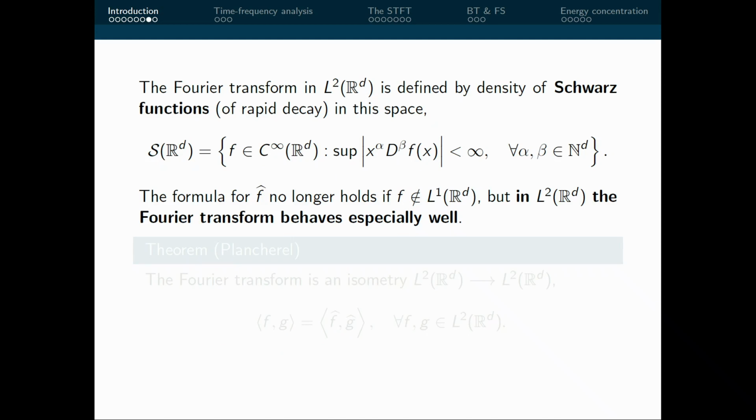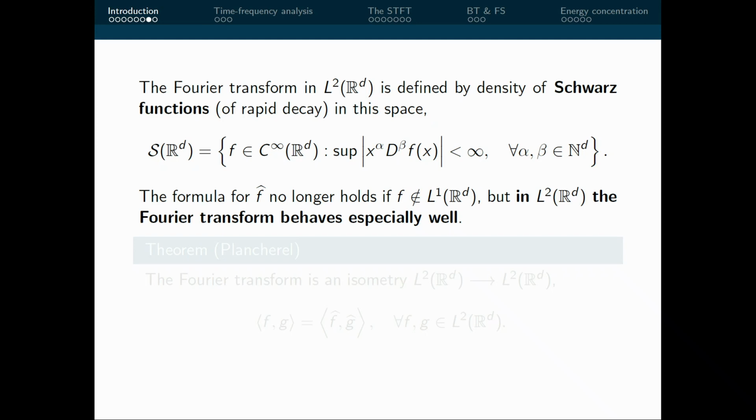Yeah, so L1 is nice. The Fourier transform is defined in L1, so that it makes sense. But the nicer space is L2, because we already said that it's a Hilbert space, and in Hilbert spaces you can do a lot more things than in L1. So the idea now is that we may be able to define a Fourier transform in L2, right? And how do we do this? Well, it's done through density of Schwarz functions in L2.